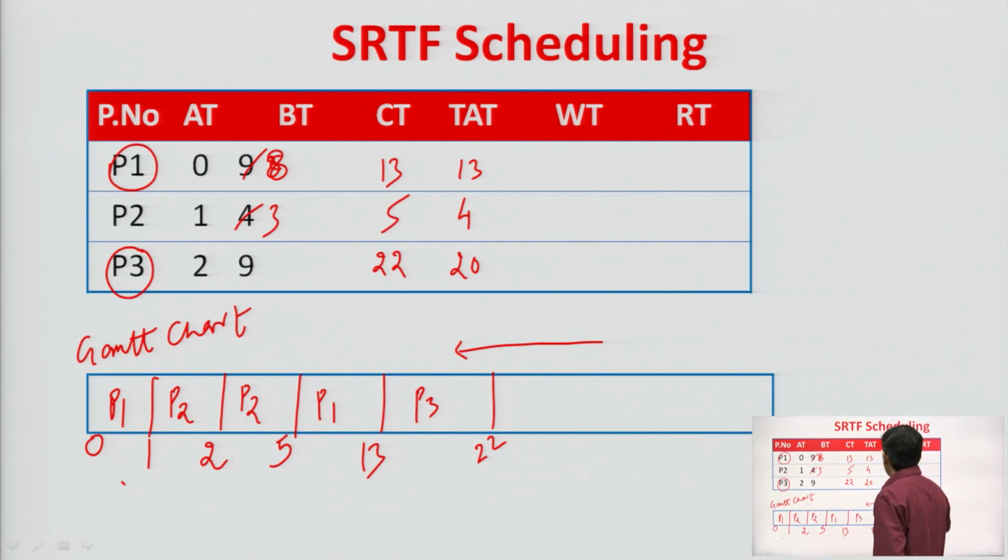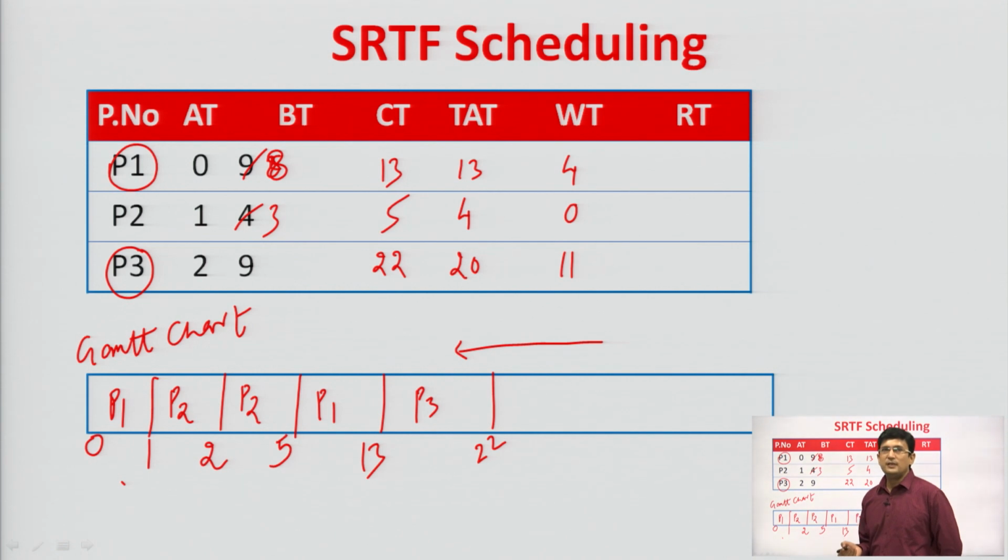And now let us find out the waiting time. Waiting time is how much time the processes have wasted, it means turnaround time minus the burst time. So 13 minus 9, 4 is the waiting time for P1. 4 minus 4, 0 is the waiting time for P2 process. P2 process was given the CPU the moment it arrived. And for P3 process it will be 20 minus 9, that is 11.